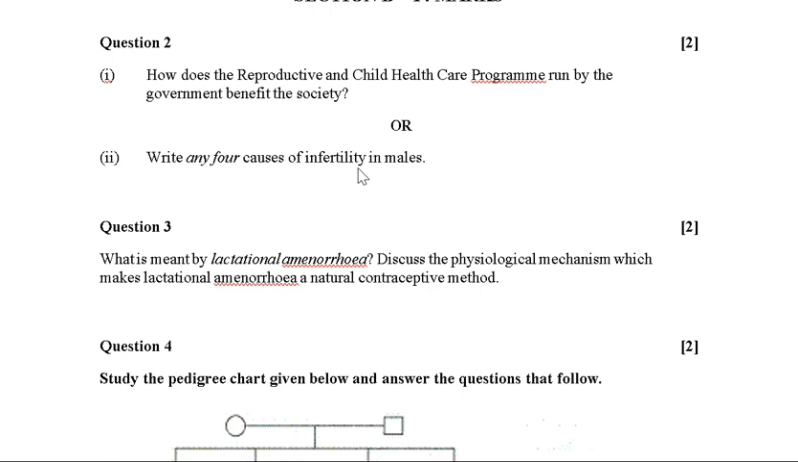Second reason, hyperthermia, that means higher temperature in scrotal sac due to tight undergarments. Third, blockage of vas deferens. Fourth, alcoholism, that inhibits spermatogenesis. So I repeat my points. First, cryptorchidism, that means failure of testes to descend into scrotum. Second, hyperthermia, that means higher temperature in scrotal sac due to tight undergarments. Third, blockage of vas deferens. And fourth, alcoholism, that inhibits spermatogenesis. So this is the answer for question number 2, Roman 2.